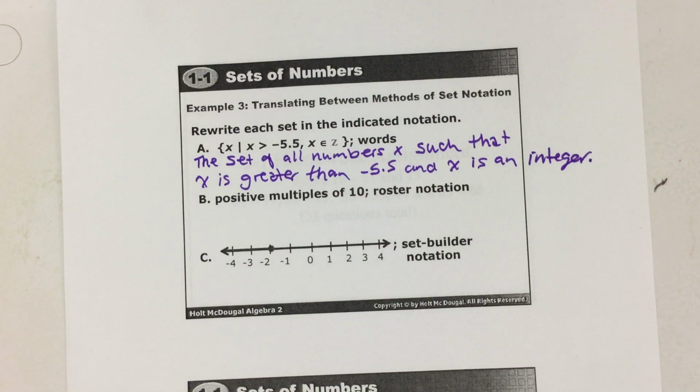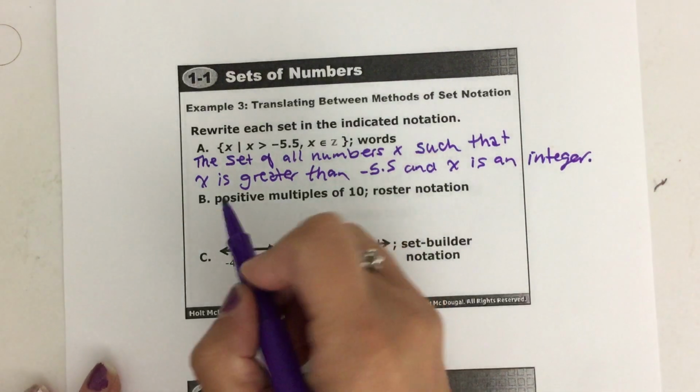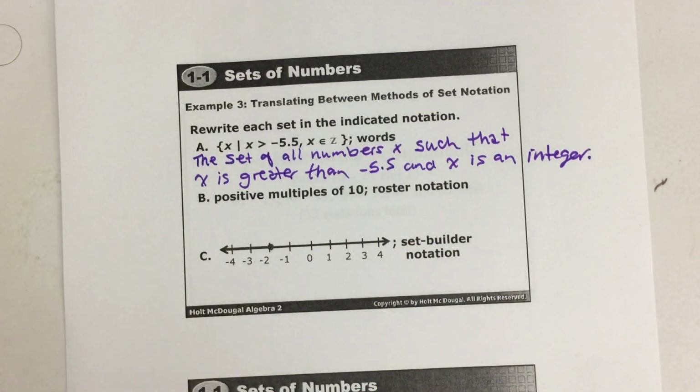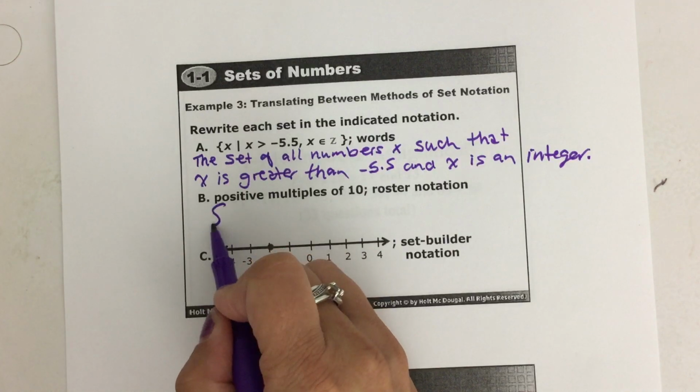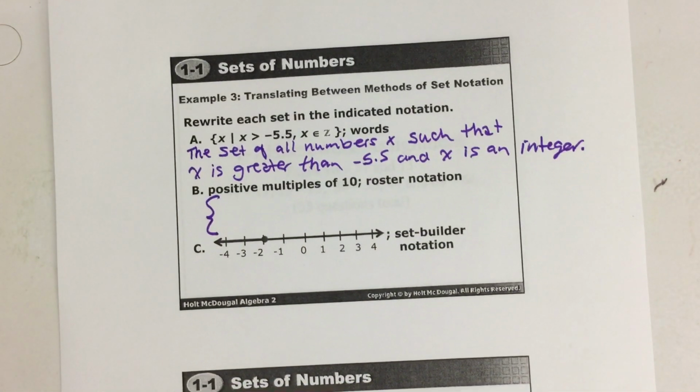Okay? Positive multiples of 10. Now what a multiple of 10 is, it means you start with 10 and you multiply by 1, then by 2, then by 3, then by 4, then by 5. They want it in roster notation. Roster notation, think of the roster you get when you go to a sporting event. It has to list everybody.